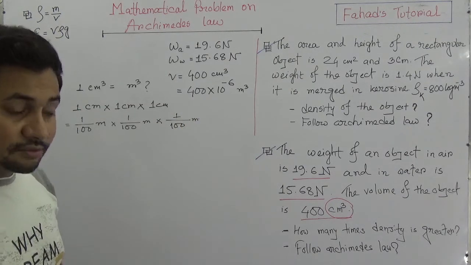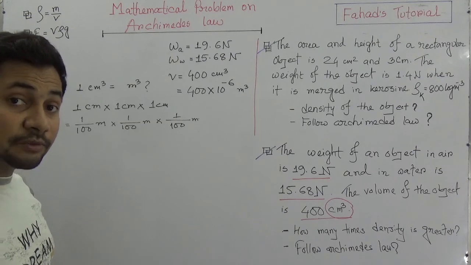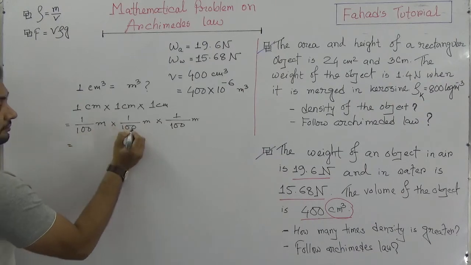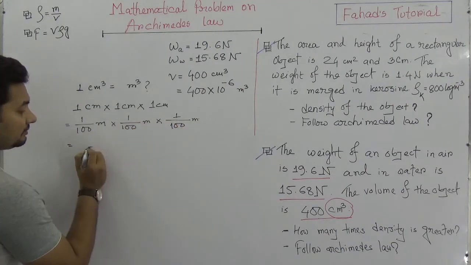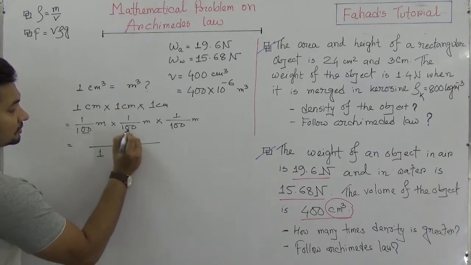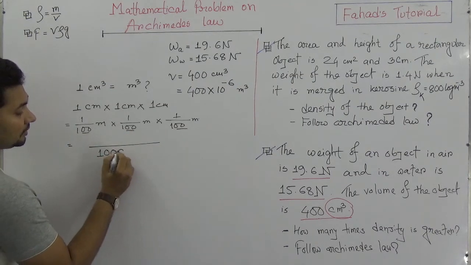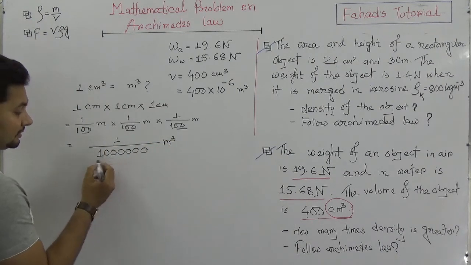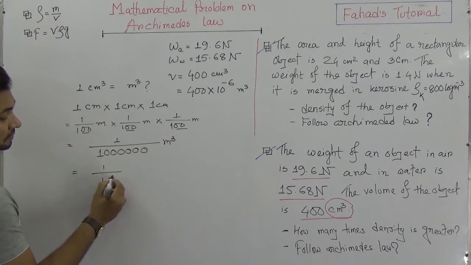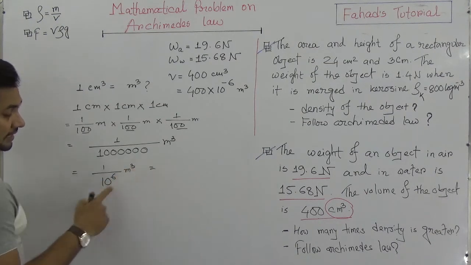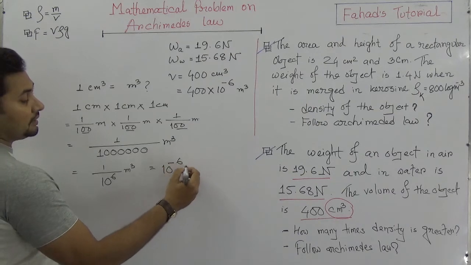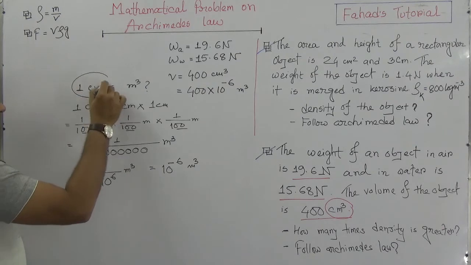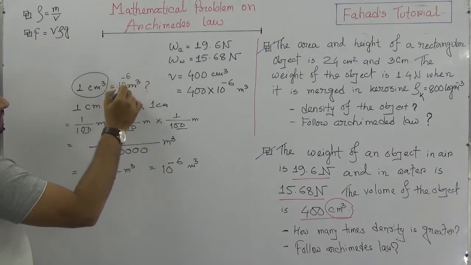Now I got 3 meter, and then what is the actual calculation? You see that here 1 by 100, 1 by 100, 1 by 100, then 3 meter. Now you think about it: 1, 0, 0, 0, 0, 0, 0. So we got 6 zeros upon 1 and meter cube, and it is actually 10 to the power minus 6 meter cube. So we can say that 1 cm cube is 10 to the power minus 6 meter cube.